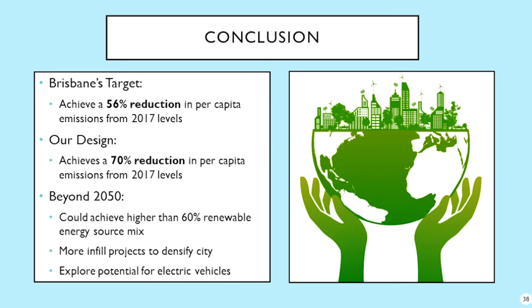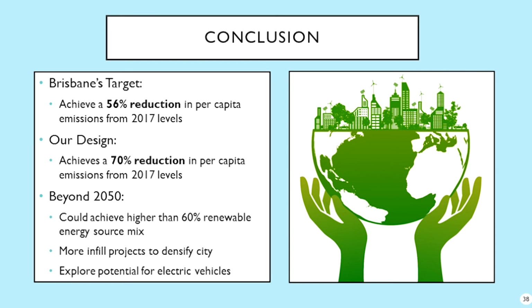So in conclusion, Brisbane's target was a 56% reduction per capita, and our design managed to achieve a 70% reduction. So we definitely exceeded our target and Brisbane's target. However, looking beyond 2050, we think there's still definitely room for improvement.